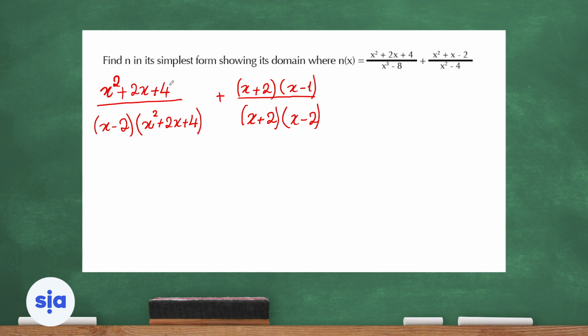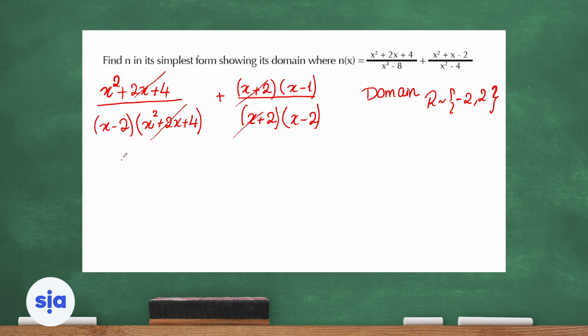Can I cross out here now? No. Before you cross out, don't forget to say that the domain is all real numbers except what? Yes, -2 and 2. Now you can start simplifying.